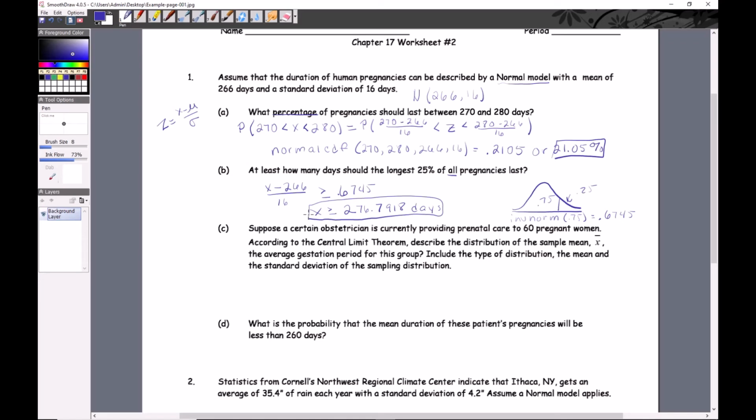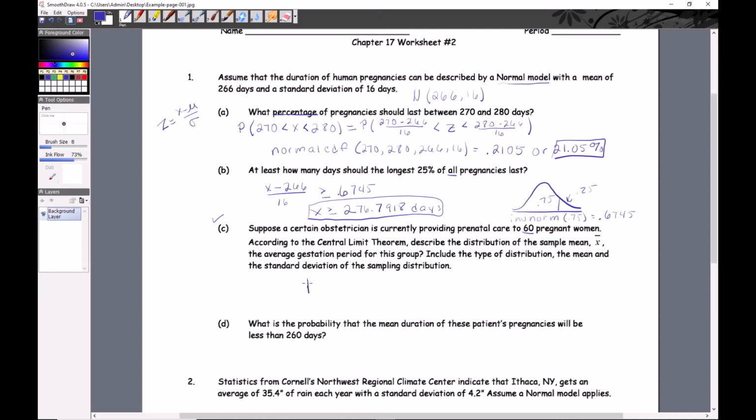Now things are going to change. For letter C, it says, suppose a certain obstetrician is currently providing prenatal care to 60 pregnant women. Now, there's way more than 60 pregnant women out there. So that's a subgroup of that population. This is a sample. If you keep reading it, it'll become clearer. So according to the central limit theorem, describe the distribution of the sample mean, the average gestation period for this group. Clearly, this is a sample. So we're in a sampling distribution, so things will change a little bit. So we're going to do a complete description.